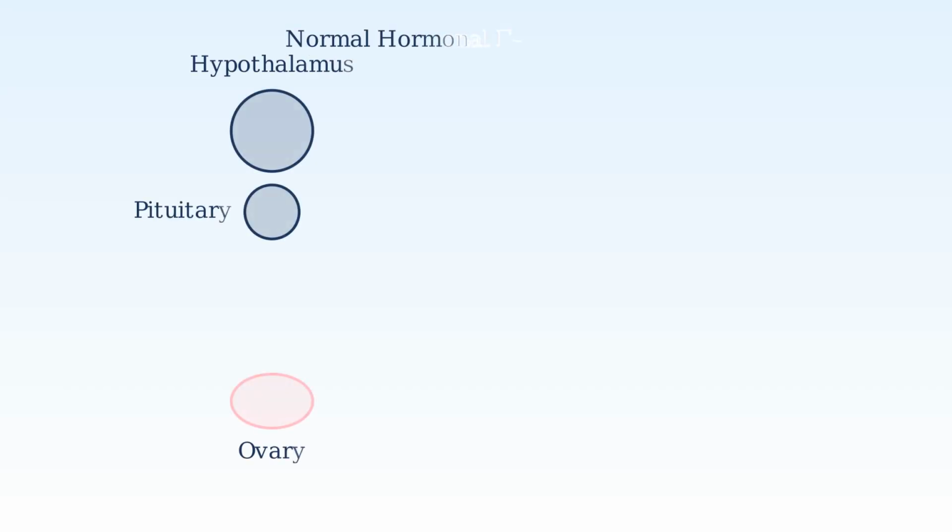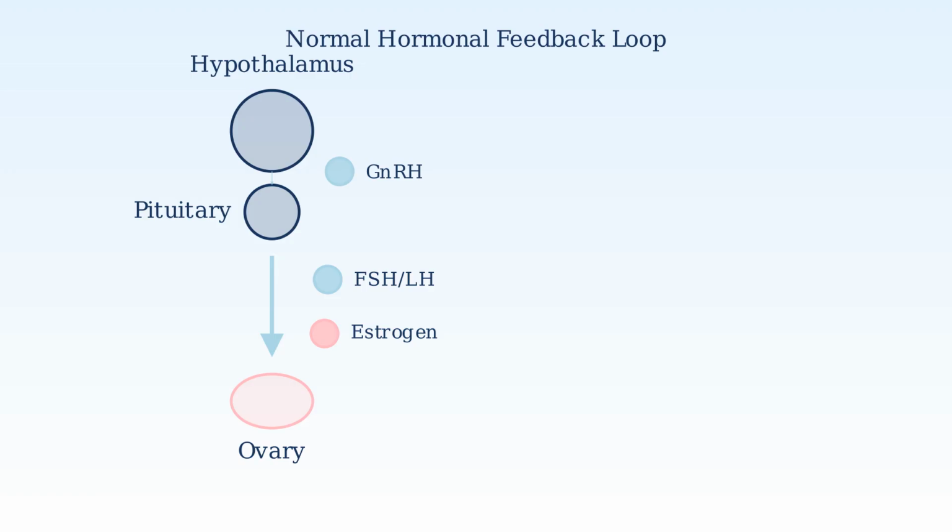To understand how Clomid works, let's first review the normal hormone feedback loop in the female body. The hypothalamus produces GnRH, which stimulates the pituitary gland to release FSH and LH. FSH and LH then stimulate the ovaries to develop follicles and produce estrogen. Estrogen provides negative feedback to the hypothalamus and pituitary, reducing GnRH, FSH, and LH production.